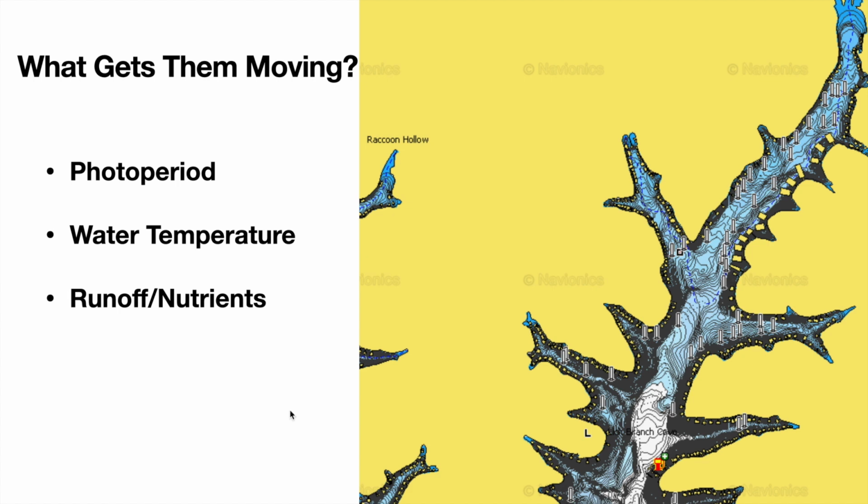So the next two big factors are water temperature and then your available nutrients and runoff. So we're at the end of the summer, say the main lake water temperature is still in the 80s. We start to get some cool nights. This water temperature in the back of these creeks, back of these pockets and stuff is going to get a lot cooler, a lot quicker than this main lake water. That's just based on the volume.